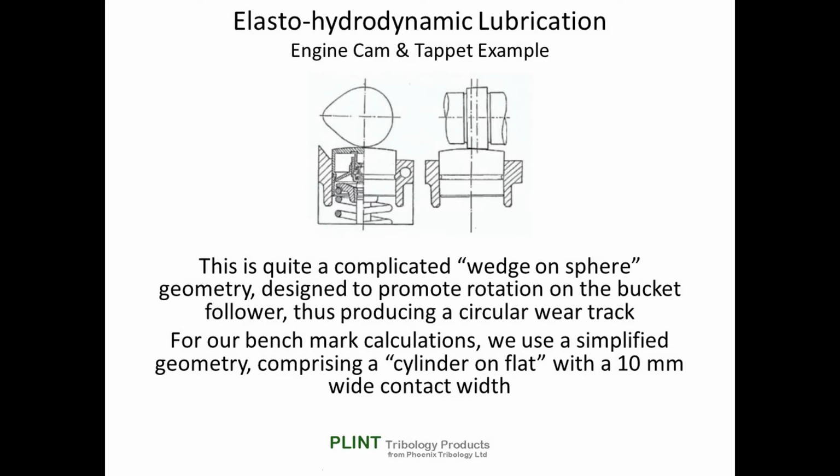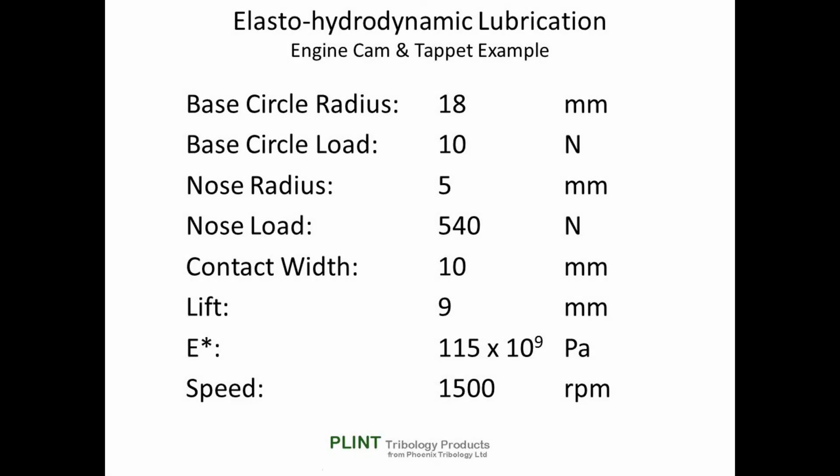The following example from the now defunct Cambridge Tribology course helps to illustrate the point. This is quite a complicated wedge-on sphere geometry designed to promote rotation of the bucket follower, thus producing a circular wear track. For our benchmark calculations, we use a simplified geometry comprising a cylinder on flat with a 10mm wide contact width.